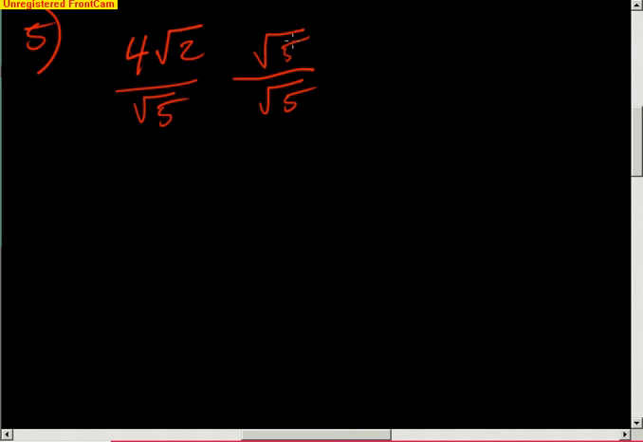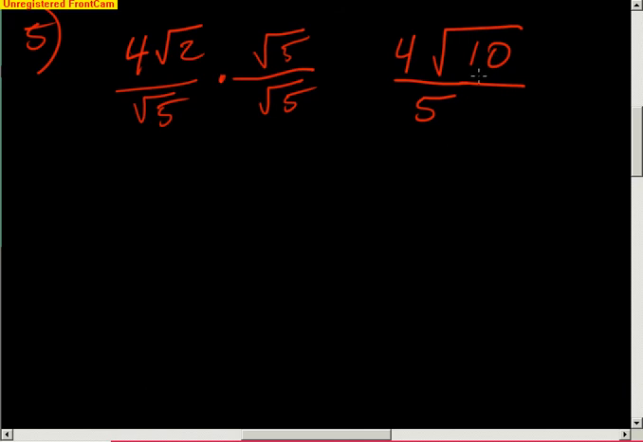We've just multiplied it by 1, but it's this form of 1. So we multiply it through. Root 5 times root 5 equals 5. And then 4 root 2 times root 5 is 4 root 10. And so we have 4 root 10 over 5.